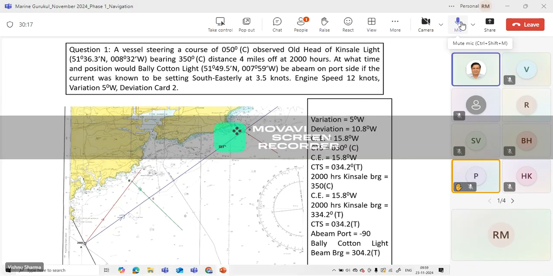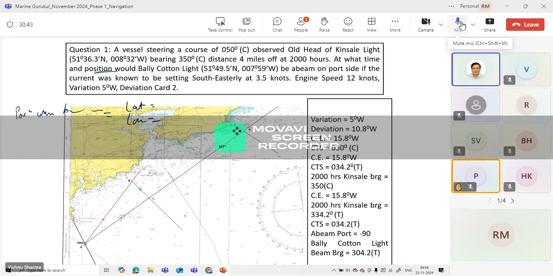What does he want? At what time and position? So he wants position. So what will you do? From the chart, you'll pick up the latitude and longitude of point D. And on the answer sheet, you'll say position where Belly Cotton is a beam on port side, latitude so much, longitude so much. So this answer of position will be transferred to the answer sheet.